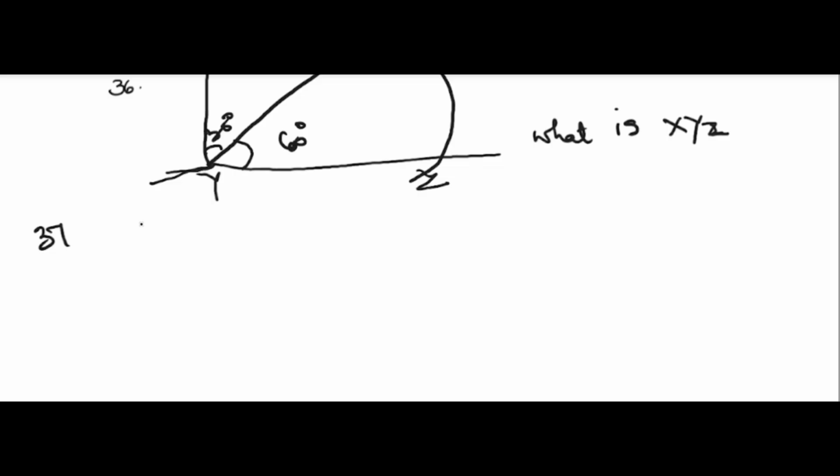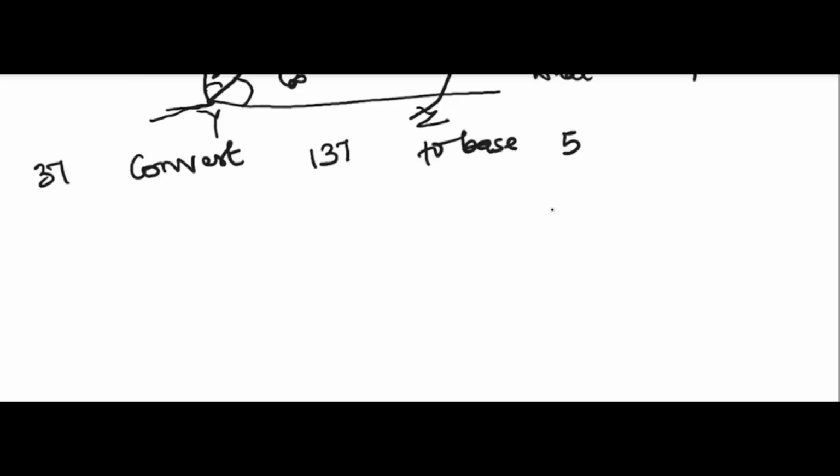We are to convert 137 to base 5. So to convert from base 10 to base 5, how do I know it's in base 10? Because no base was indicated. That means it's in the natural base. So to convert from base 10 to base 5, I will divide by 5 and pick the remainder.